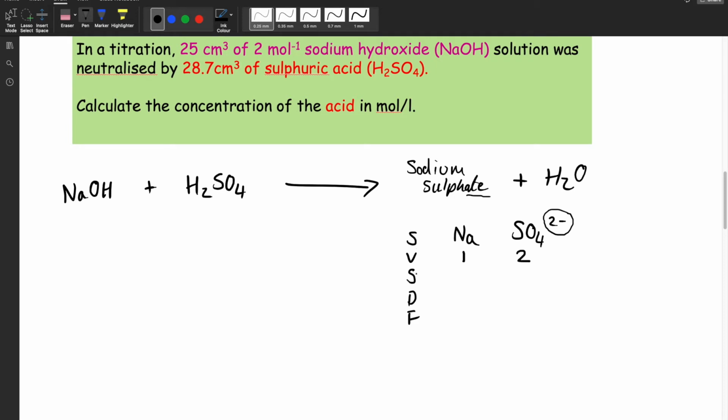So we've got symbol, valency, swap, divide. You cannot divide them to make them any simpler. And then formula. And in the formula you just combine them. So it'd be Na2SO4. And you don't need to include the charge in the final formula there. So what we can do is actually just get rid of that there now. And we now know that it is Na2SO4. Perfect.